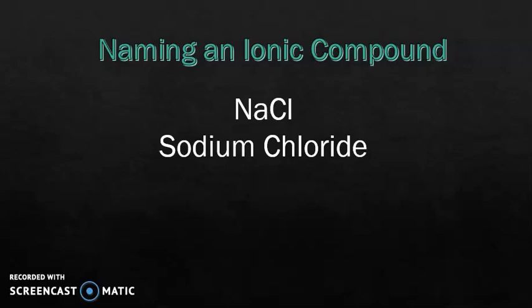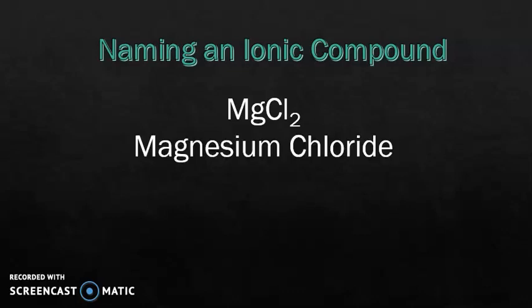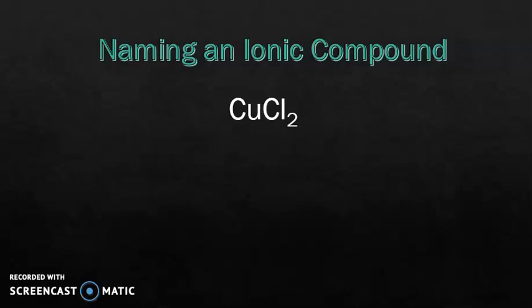Let's take a look at another example, MgCl. Again, you can name each ion separately and then bring the names together. Mg, regular metal, magnesium ion. Chlorine, chloride ion. Write the two names down, take away the ion parts, and you have your ionic compound name, magnesium chloride. How about something a little bit more complicated? CuCl2.